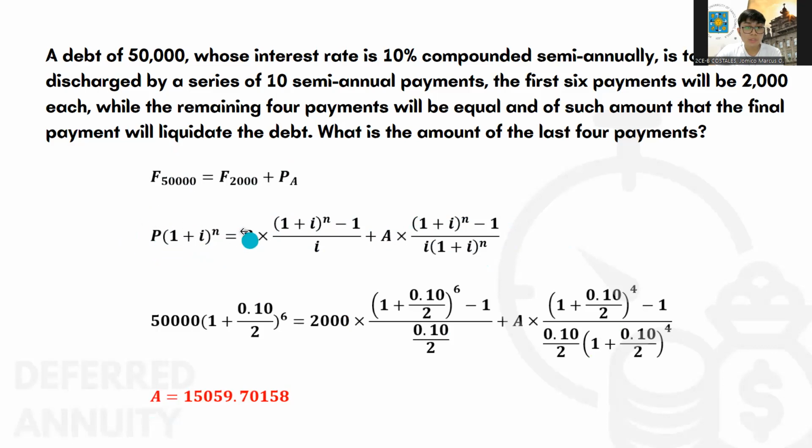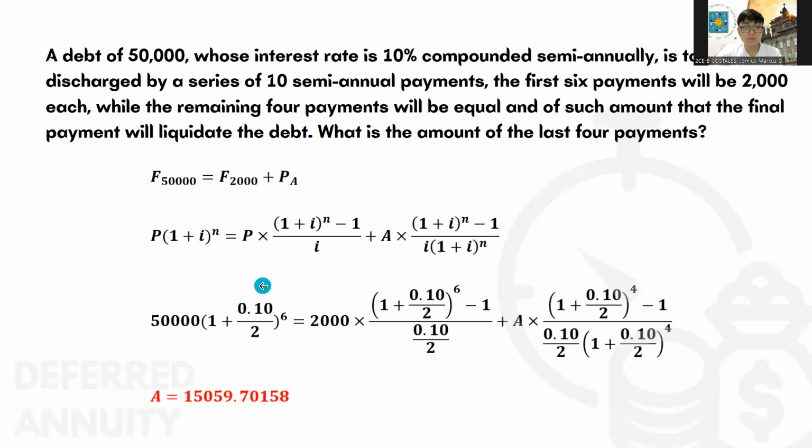Note that the values of P on the left side of the equation and right side of the equation will be different since they are under different future values. The first future value will be 50,000 and the next future value will be 2,000 since they are indicating different payment periods.